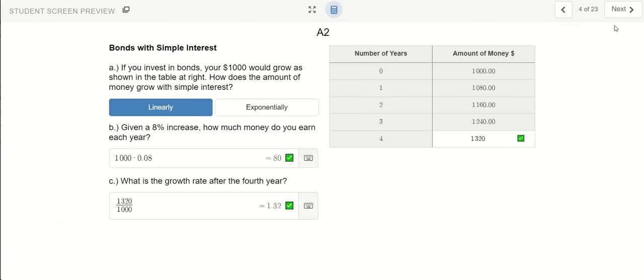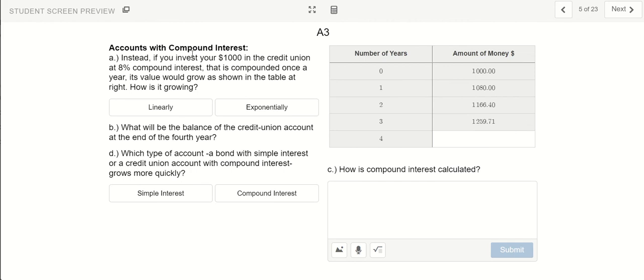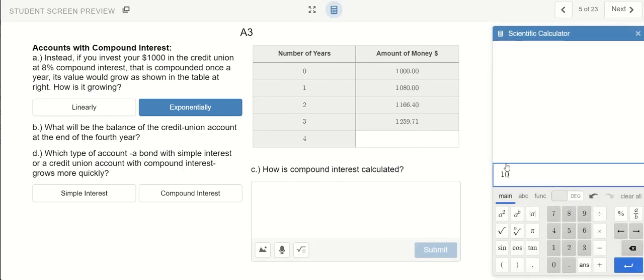Okay. Moving on to A part 3. Instead of having simple interest, what if we have compound interest? So how is this table growing here? Hopefully you guys notice that we're not adding 80 each time, we're multiplying. So this one is definitely growing exponentially. The way we go forward is we take $1,000, and if I'm adding an extra 8%, that's multiplying by 1.08.